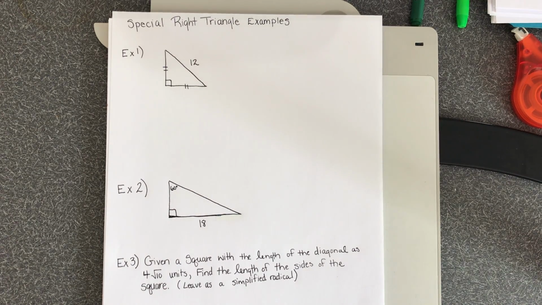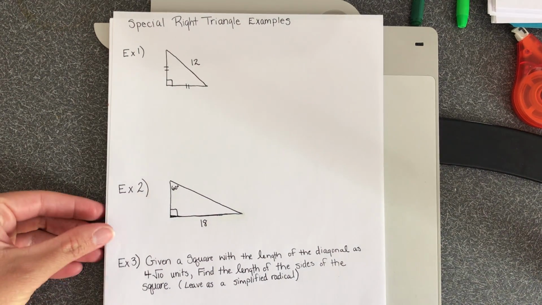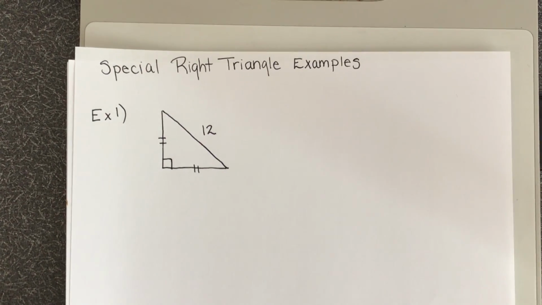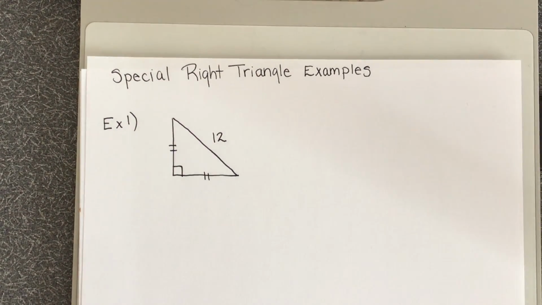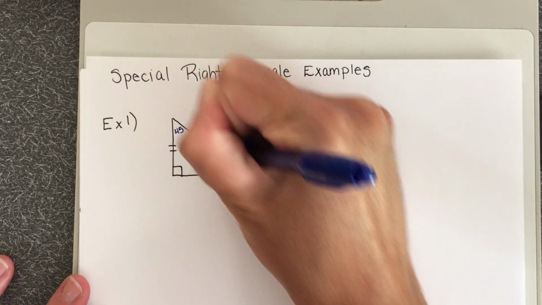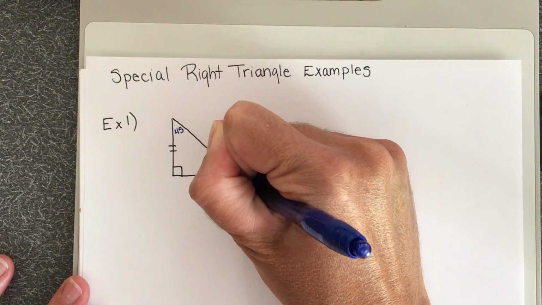So using what we know about special right triangles, let's look at some examples. We're going to start with this first example here, example 1. Now notice how it's marked. Notice that we've got the two congruent sides, which means that I have to be an isosceles right. If I'm an isosceles right triangle, then I am a 45, 45, 90 triangle.